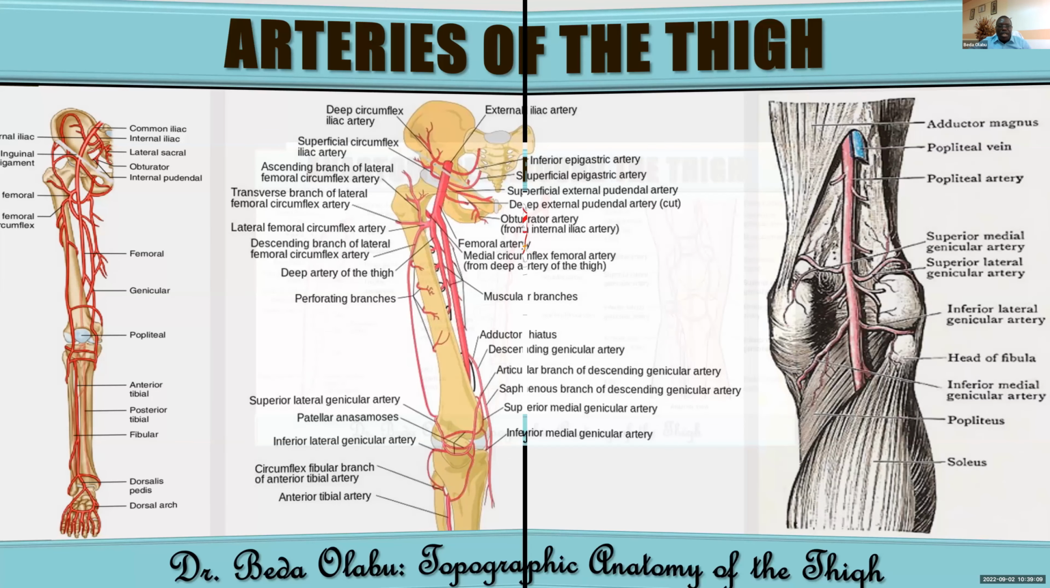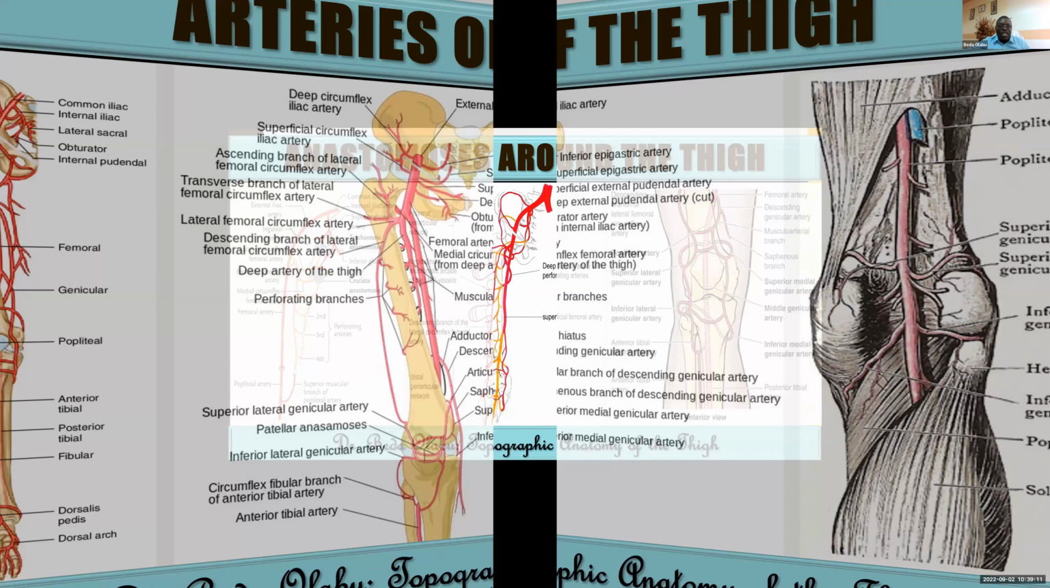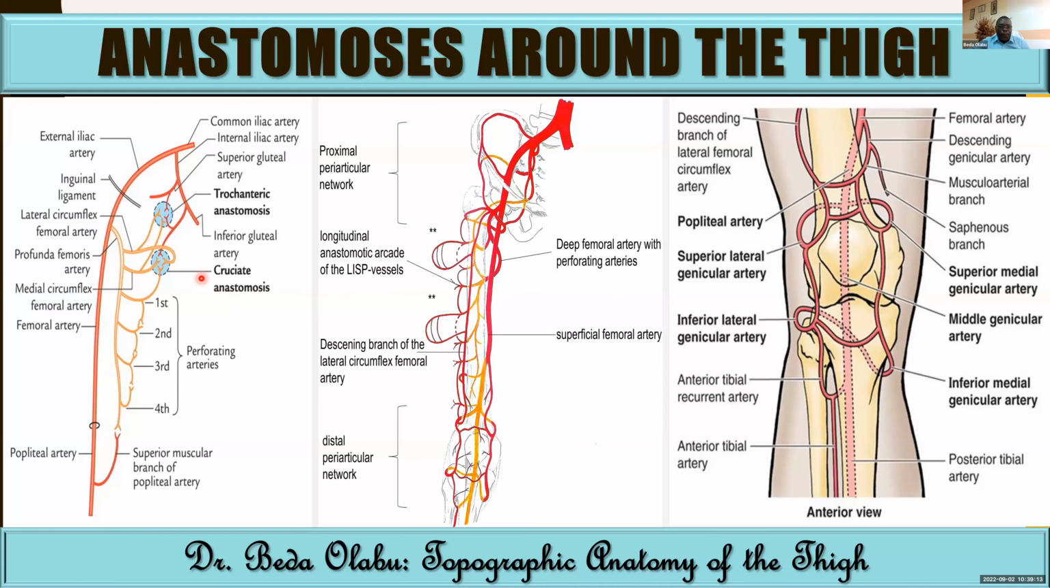So just to take note of some anastomosis that I've highlighted, we have trochanteric anastomosis in the gluteal region formed by the superior gluteal artery, ascending branches of the medial circumflex, and ascending branch of the lateral circumflex. The inferior gluteal also contributes to that anastomosis.